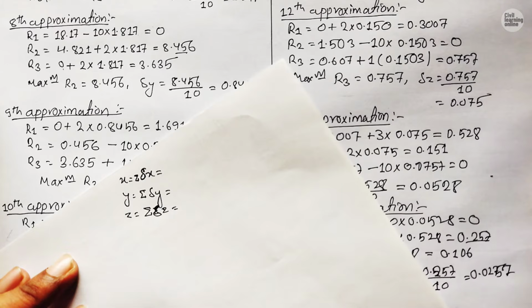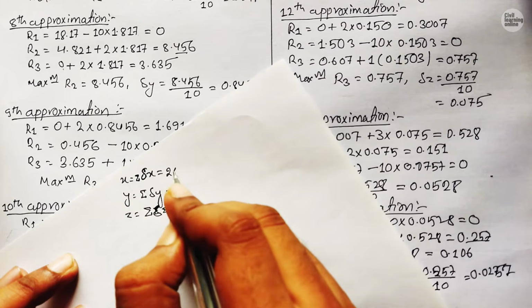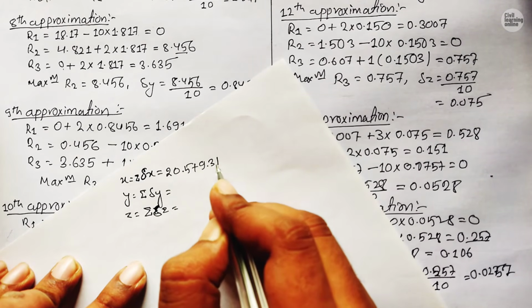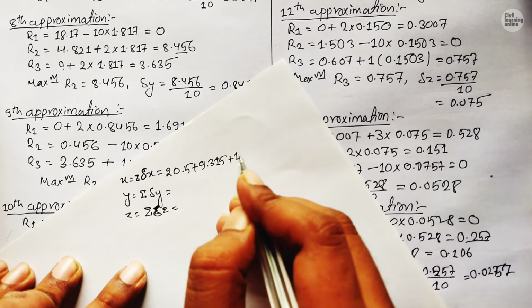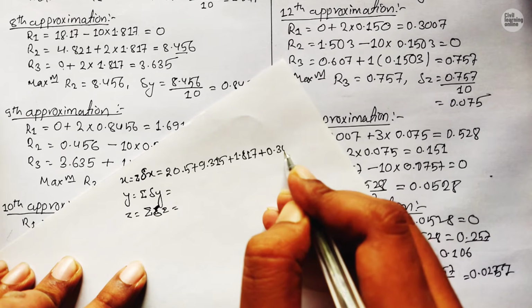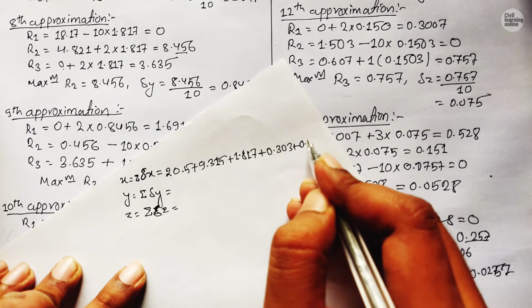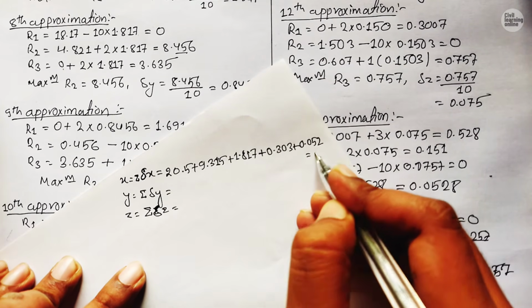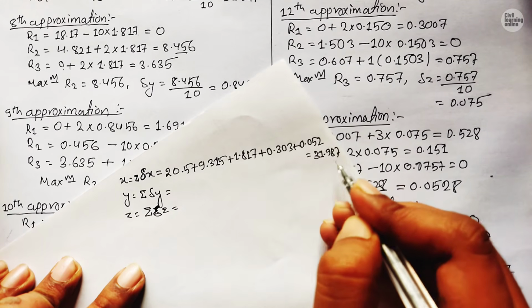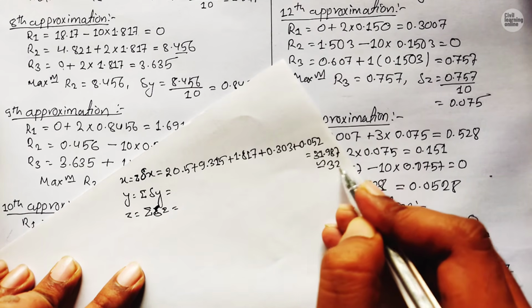So on doing so, we have found the value of X as 20.5 plus 9.315 plus 1.817 plus 0.303 plus 0.052. On doing so, we will get 31.987, which is approximately equal to 32.